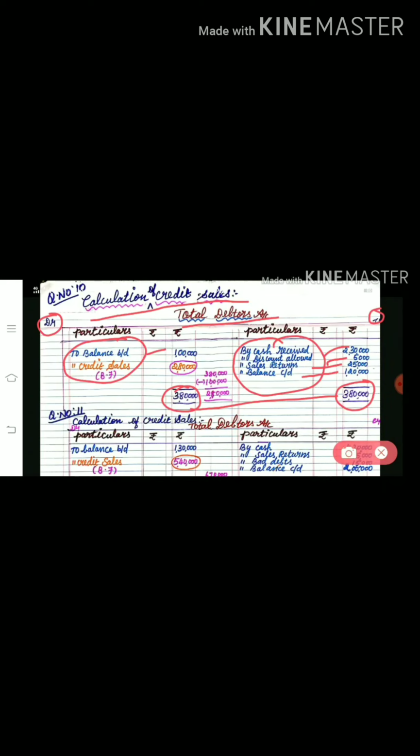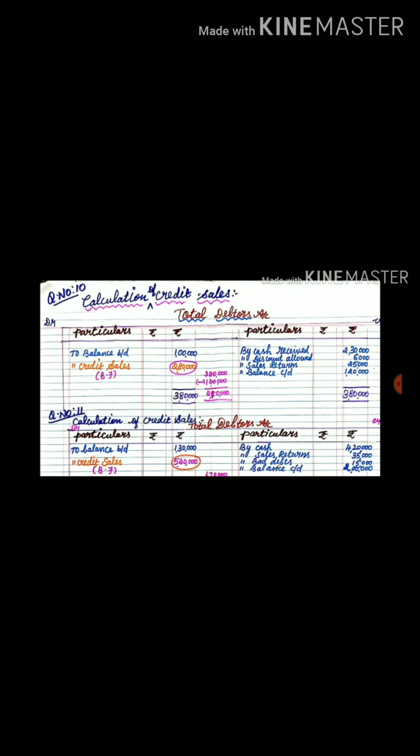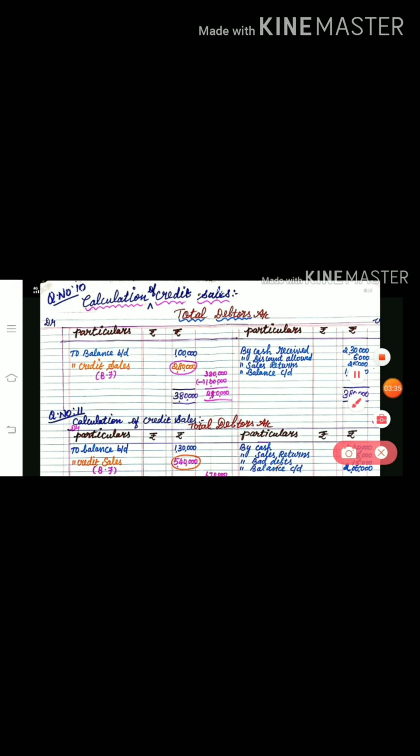So the lowest value is deducted from the highest value. Credit side value 3,80,000, less debit side value 1 lakh. The remaining total value is 2,80,000. The 2,80,000 is the credit sales. The net result will be shown on the debit side of the total debtors account.